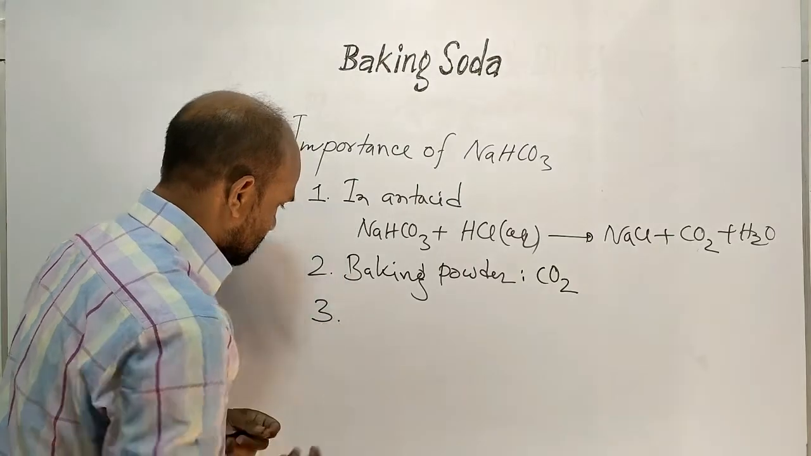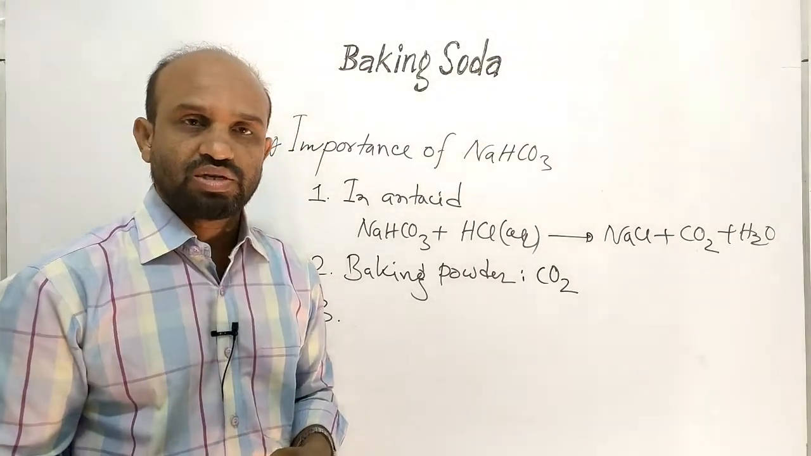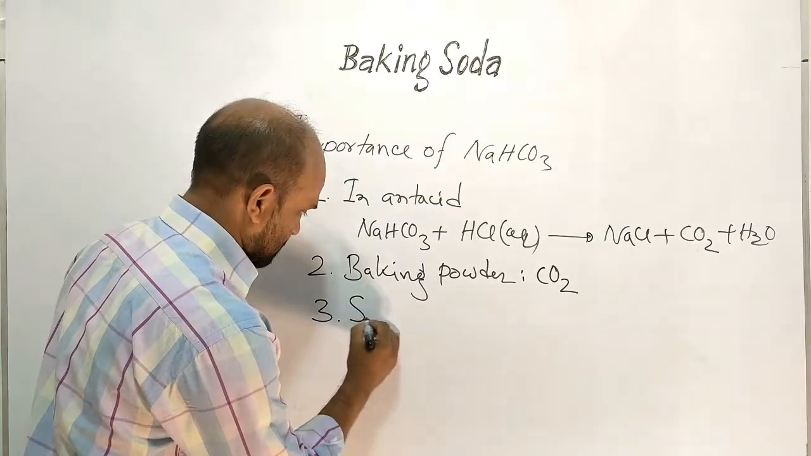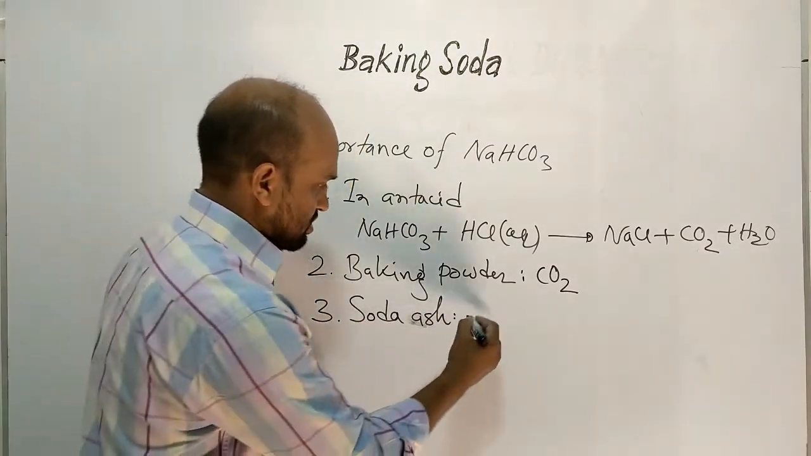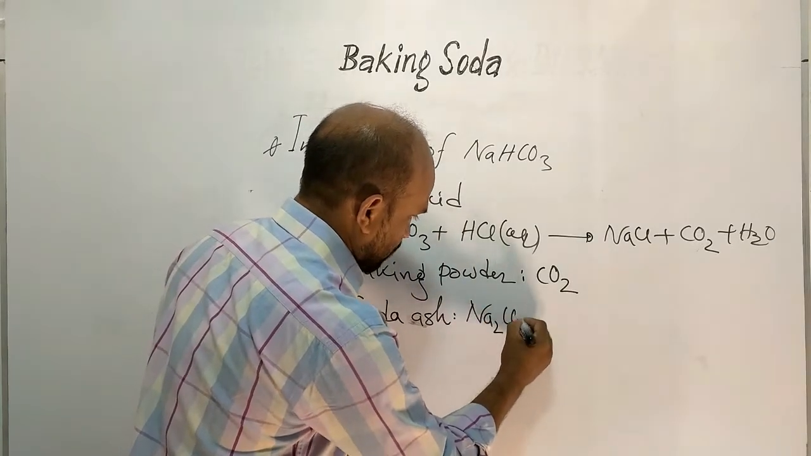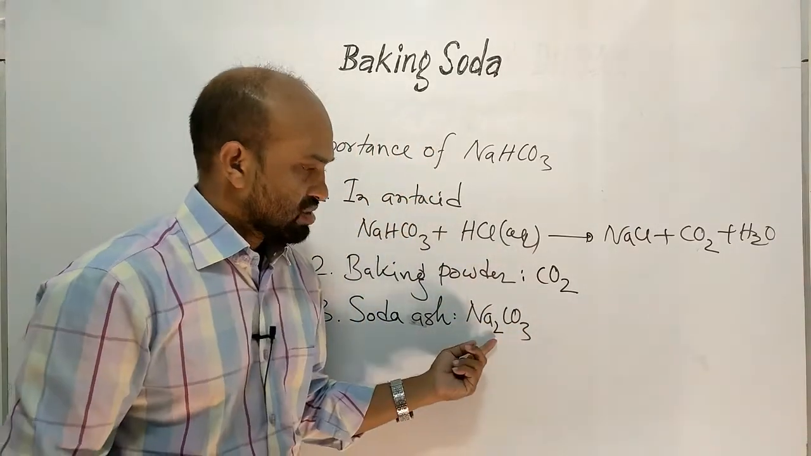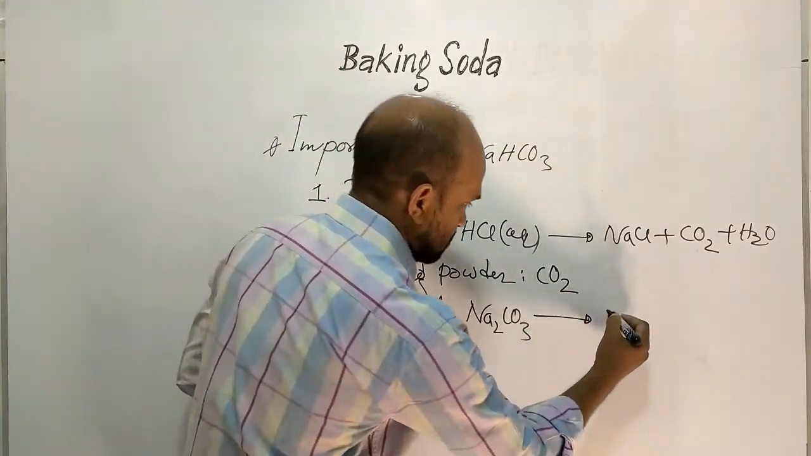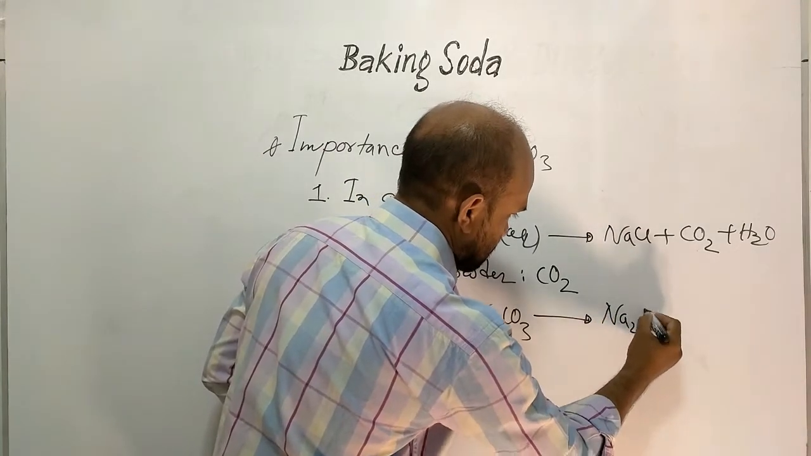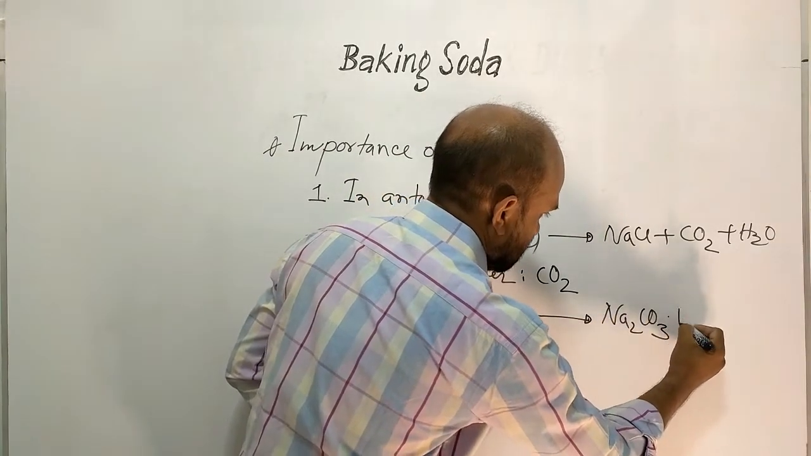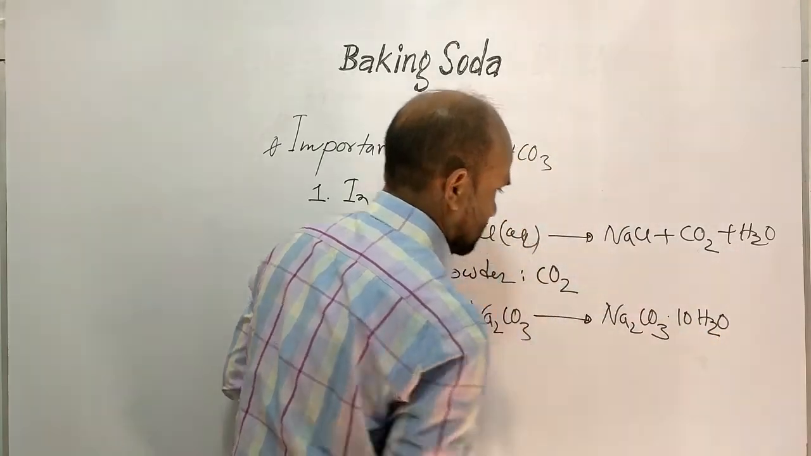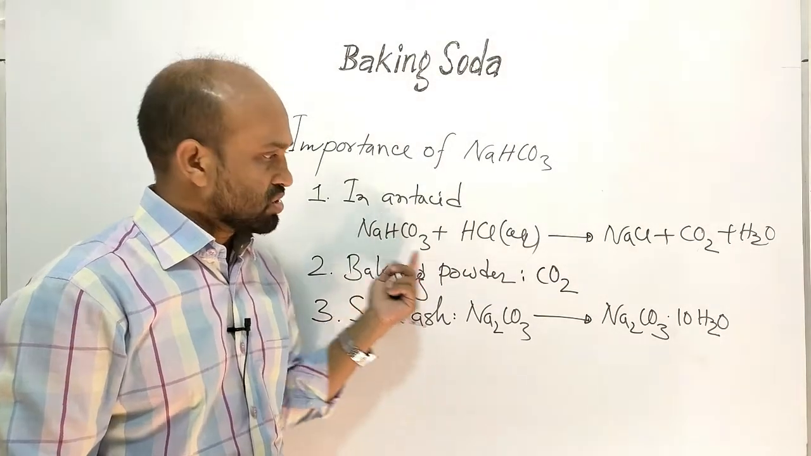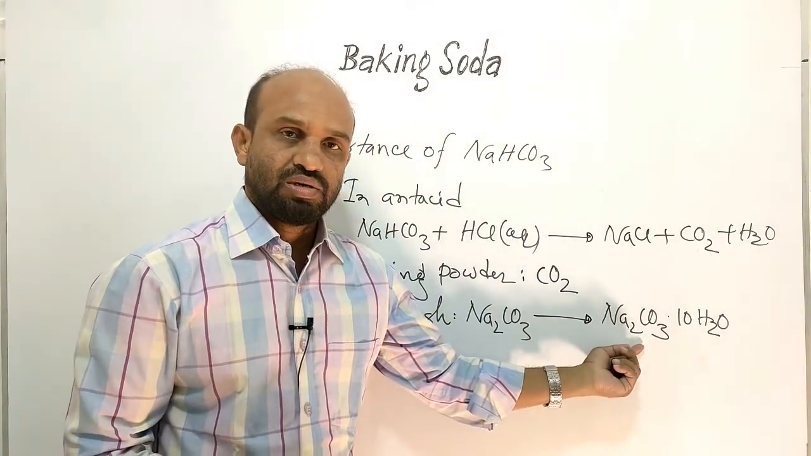Number 3, sodium bicarbonate is used to prepare soda ash. Soda ash is sodium carbonate. This sodium carbonate is then converted to washing soda, sodium carbonate with 10 molecules of water. So, sodium bicarbonate is used to prepare washing soda.